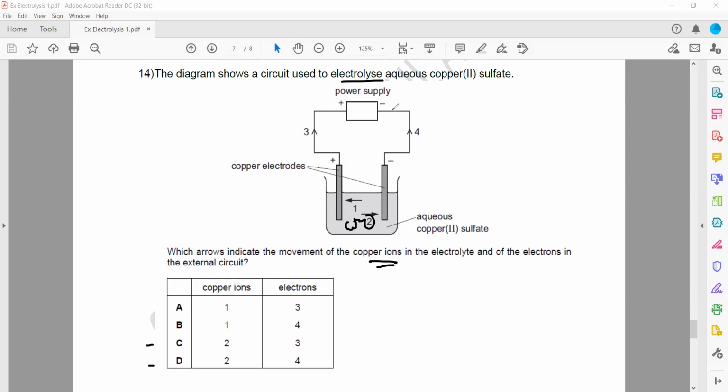What about the movement of electrons? Electrons always come out from the negative terminal and move towards the positive terminal. So which arrow is correctly showing the movement of electrons? That is 3. So it is 2 and 3. That's why C is the right answer. Is it clear, this question?